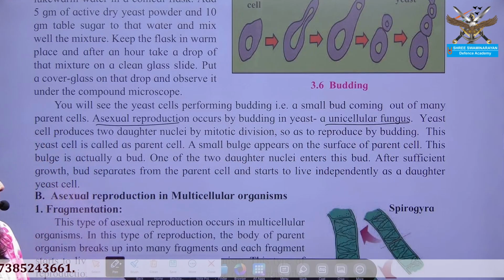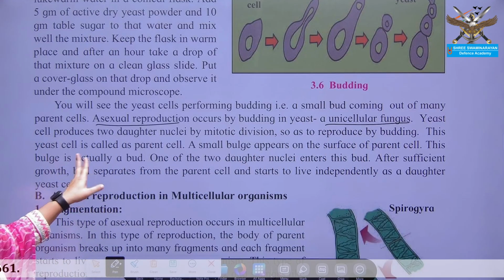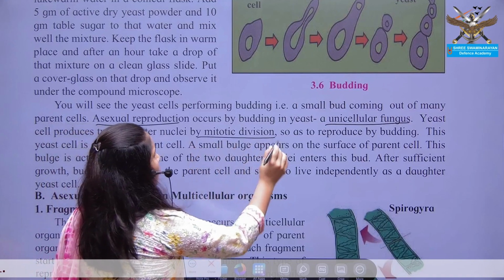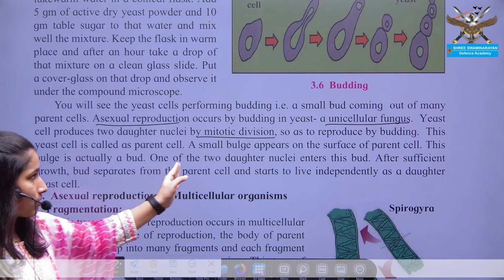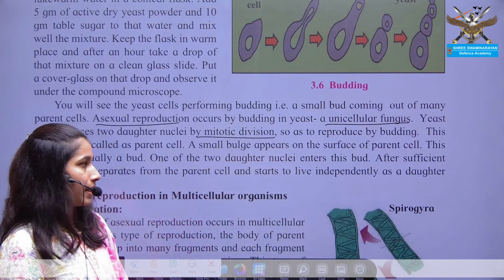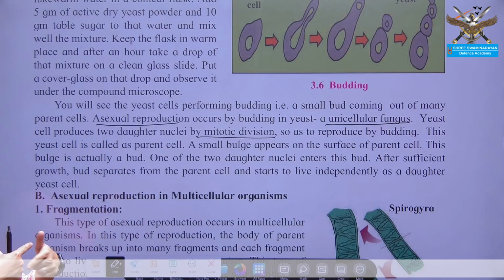Yeast is a unicellular fungus showing asexual reproduction. Which type of cell division does it undergo? It undergoes mitotic division. The cell produces two daughter nuclei by simple mitotic division. They reproduce by budding. Internally, there is mitotic division of the nucleus.